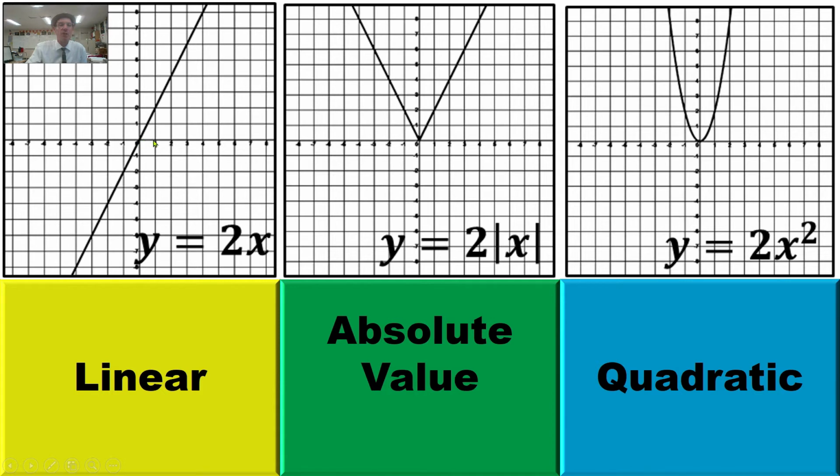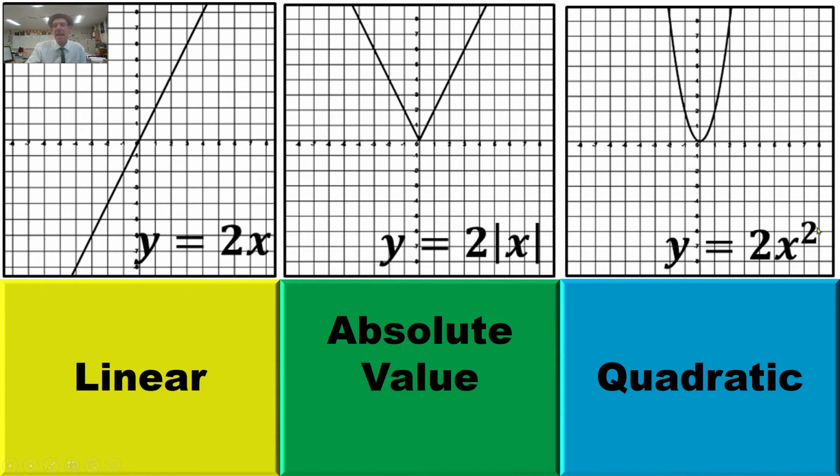Instead of going over 1 and up 1, now we go over 1 and up 2. Here, instead of going over 1 and up 1 like the parent function, we go over 1 and up 2. It's a vertical stretch of 2. And finally, in the quadratic function family, instead of going over 1 and up 1 like the parent function, we go over 1 and up 2. So all of these graphs have a vertical stretch of 2.